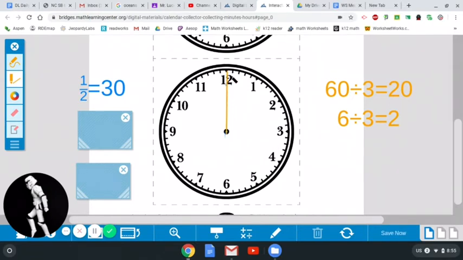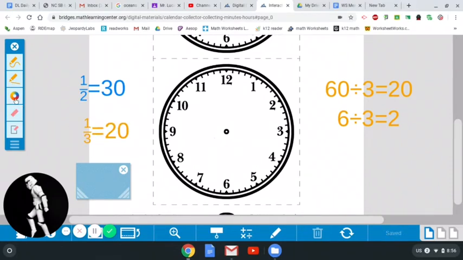So from the 12, 5, 10, 15, 20, that is 1/3 of an hour. Another 20 minutes is another third of an hour. 5, 10, 15, 20. That is 2/3 of an hour. And then this is the other third of an hour. That is a clock split up into thirds, because 1/3 of an hour is equal to 20 minutes.